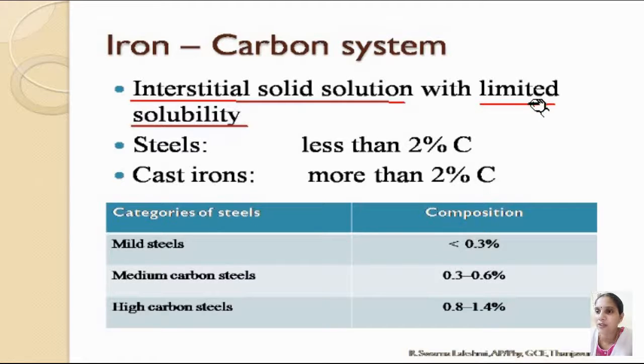The limit of solubility of carbon in iron is 6.67 weight percent. At 6.67 weight percent, the iron carbon system is called a cementite. It is an intermetallic which is also known as the stoichiometric product.